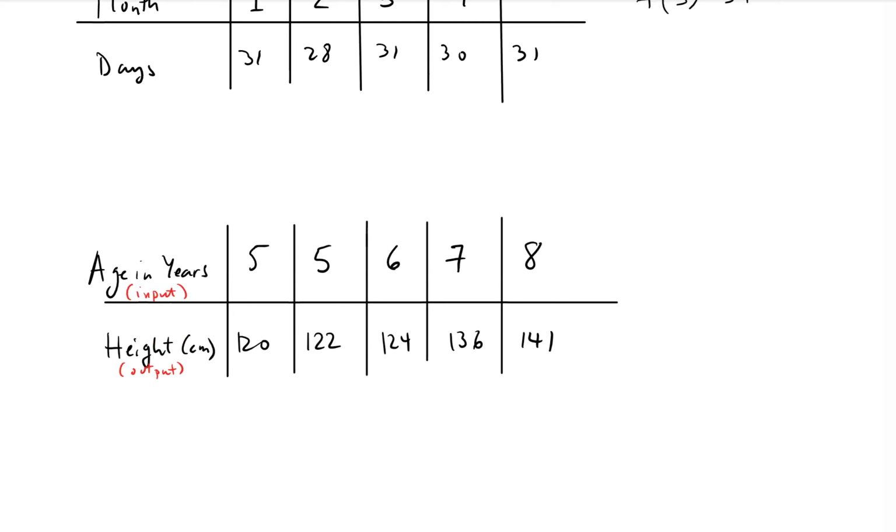Here's another example where we have children of different ages, 5, 5, 6, 7, 8 here, and their respective height in centimeters. Now try to figure out: if the age is the input and height is the output, is this a table that represents a function? And the answer is no, since 5 is associated with 2 different outputs. So this is not a table that represents a function.